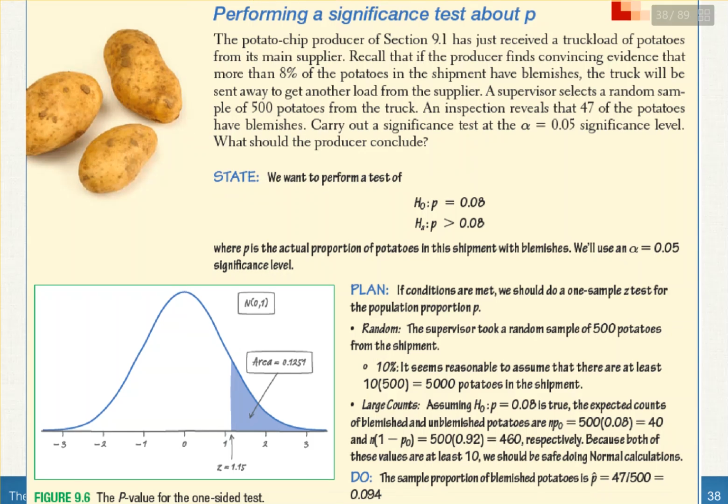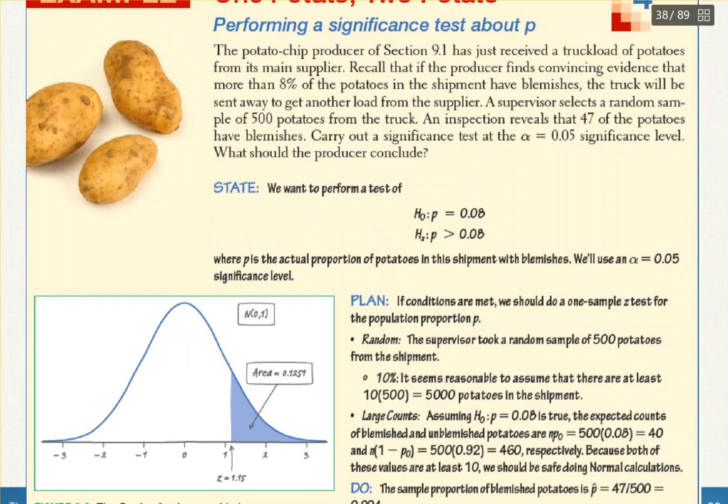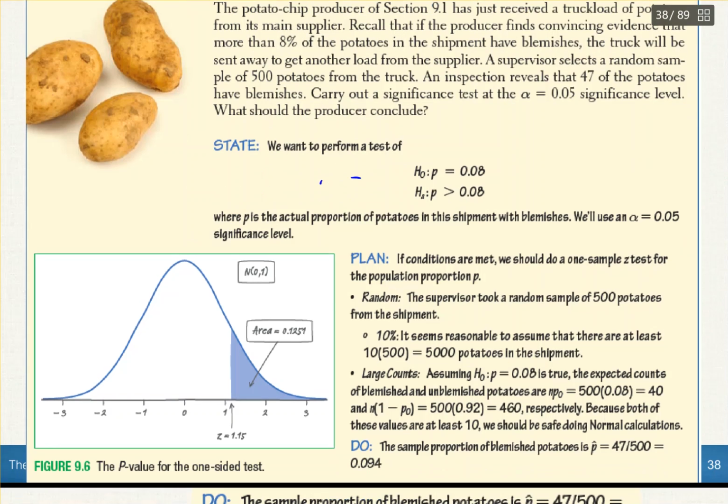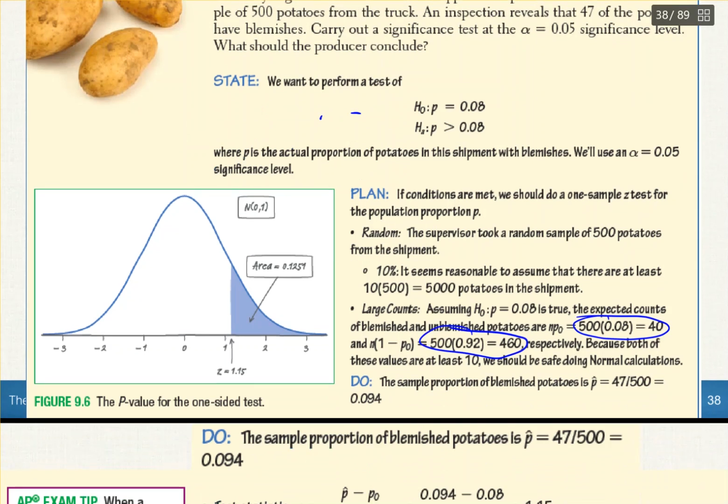So finally, large counts. If we take 0.08 times 500 and 0.92 times 500, we need both of those to be bigger than 10. They did the calculation down here below already. So if we look right here, we see 500 times 0.08 is 40. 500 times 0.92 is 460. So they're both bigger than 10. So we can use our normal distribution when we're looking at this.